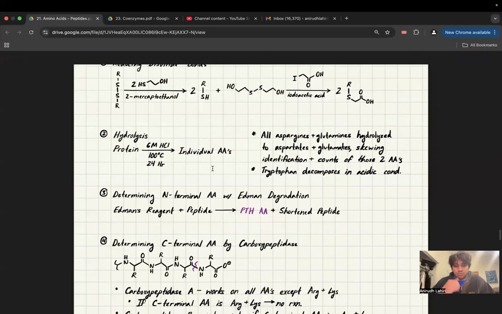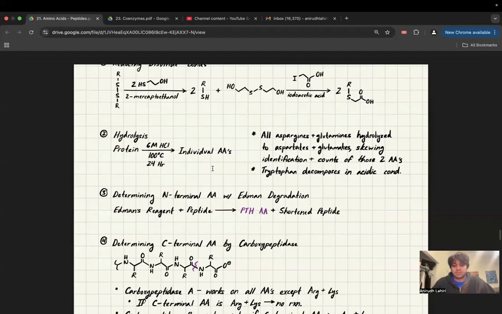Cool. Hydrolysis. So protein in 6 molar HCl at 100 degrees Celsius left for 24 hours will split up all the proteins into their individual amino acids. It's very important to note, though, that it doesn't necessarily split it up into the amino acids that were in the peptide. All the asparagines and glutamines will be hydrolyzed to aspartates and glutamates. And it makes very good sense why this happens. If you compare their structures, you can see that at a certain pH, their structures are basically the same. So this skews identification for those two amino acids. Tryptophan will also decompose in acidic conditions, so just something to make note of, right?